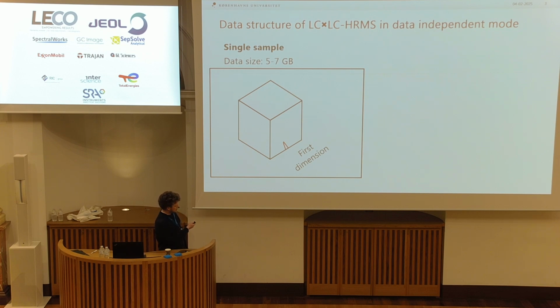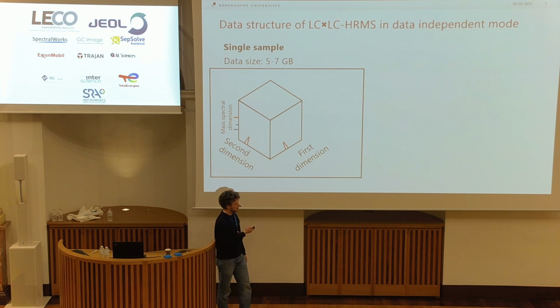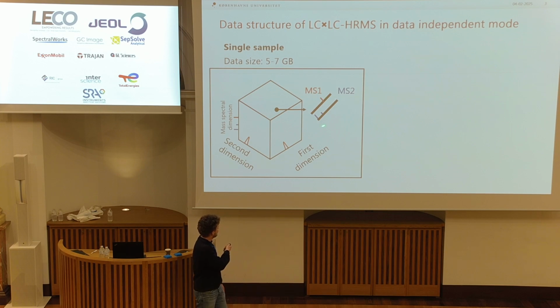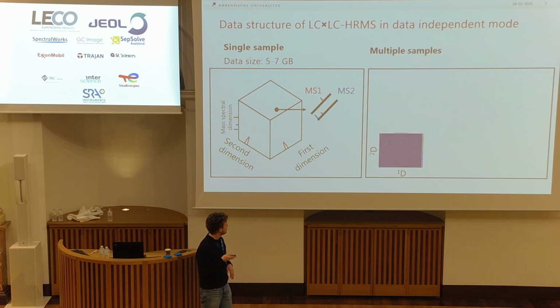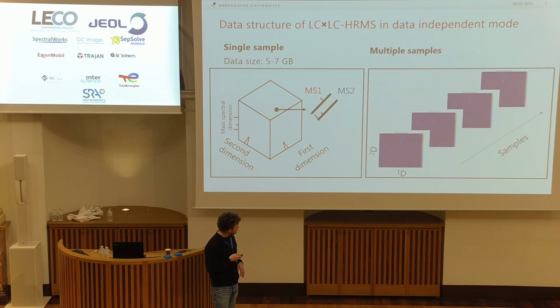But you have a first dimension, you separate your compounds. You have a second dimension, you separate your compounds here as well. And then in data-independent acquisition, you have the red one here, which is the MS1, and the MS2 also here. And then MS2 is everything in MS1, fragmented. So if you have coelution, if you have baseline, it will end up in there. Then if you have multiple samples, it quickly becomes too large data sizes for normal computers.